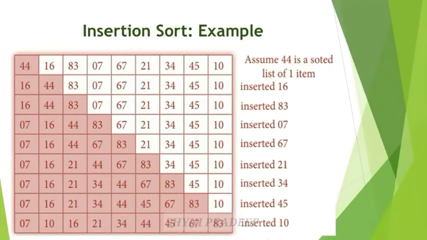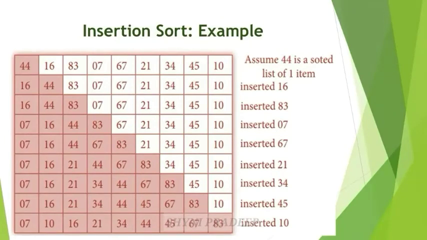After pass 6, insert the next element, that is 34. So compare this 34 with these elements. This 34 is greater than 21 and smaller than 44. So you have to insert it here. So 7, 16, 21 and 34, 44, 67, 83. And write the remaining elements, 45 and 10. So this is pass 7.